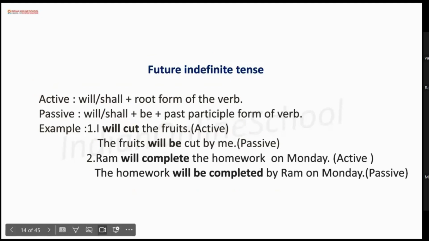Okay. Now we will do the future. How will we identify the future? We know the shall, will. We know shall, will in the future tense and root form of verb. So when we transfer this into the passive voice, we will do shall, will, be, and the past participle form of verb. Okay.